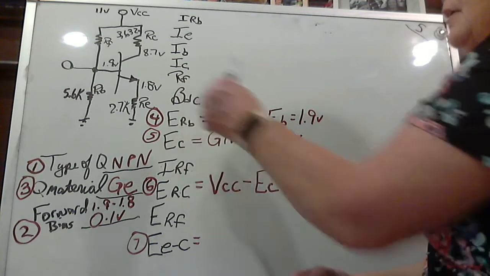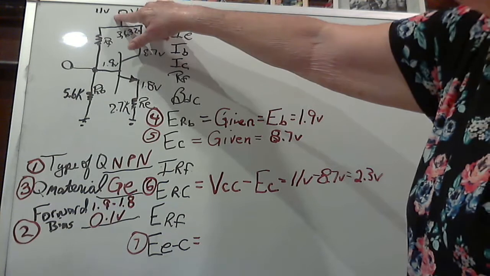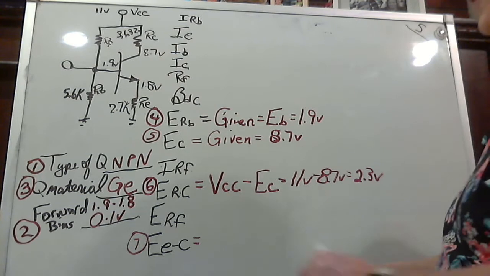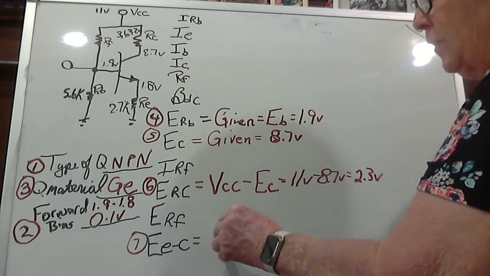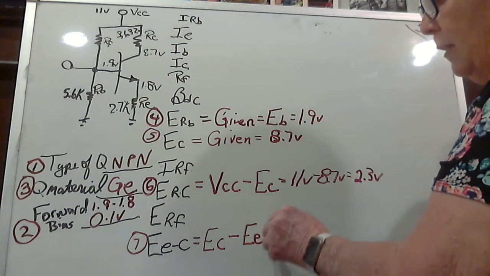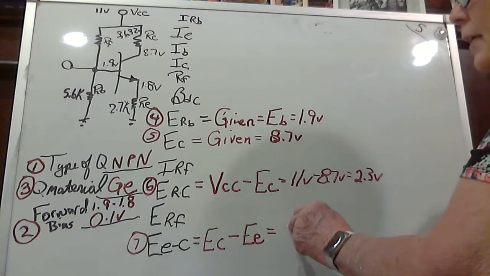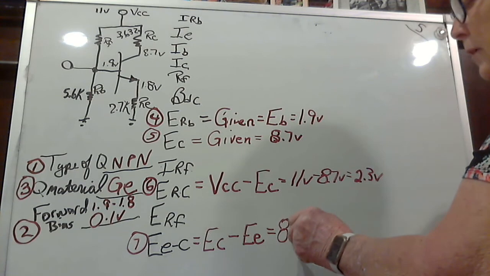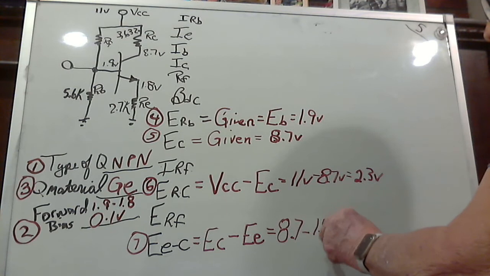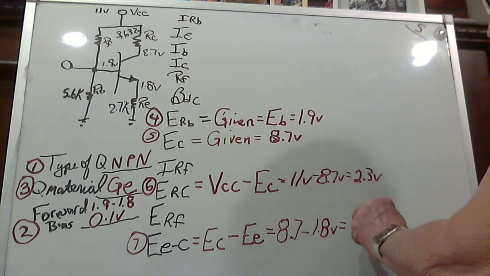Well, I do know that the voltage from here to here to here equals the source voltage. But I also know that this voltage plus this voltage equals that voltage. So if I take my collector voltage minus my emitter voltage, that would give me the one between the emitter and collector. So in that case, I could take that 8.7 volts minus the 1.8 volts, and that would give me my 6.9 volts.